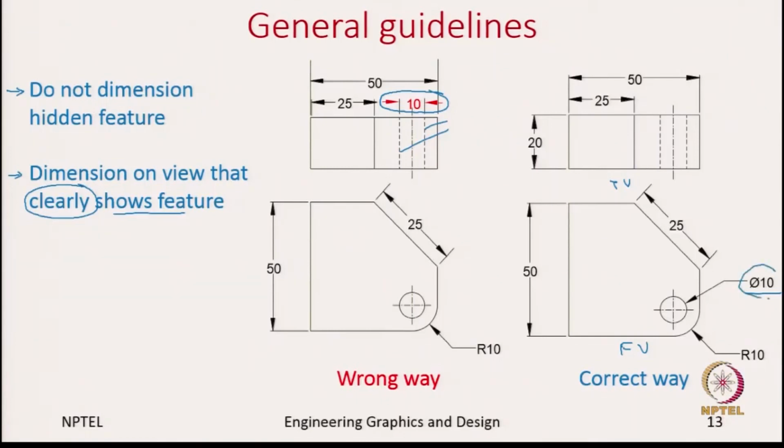So, you should always pick the front view to show the dimension instead of showing this dimension in the top view. So, that is why we say in the correct view this is given in the front view, circle diameter is 10, and in the wrong way we do it in the top view.